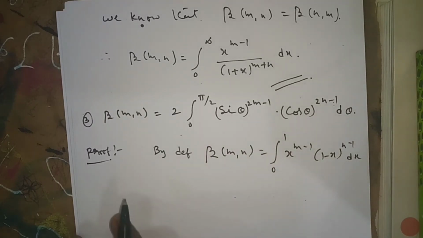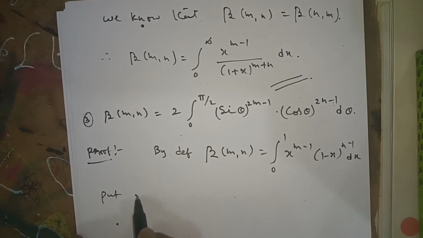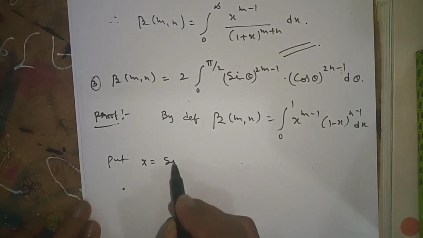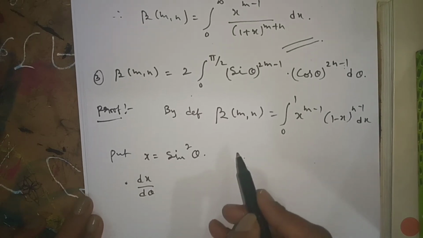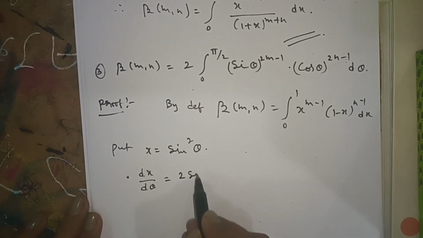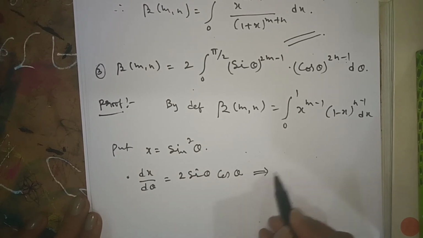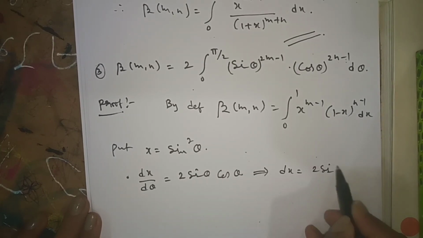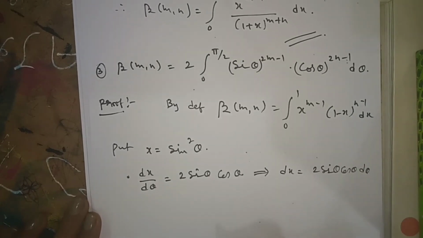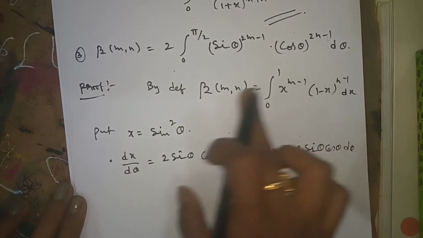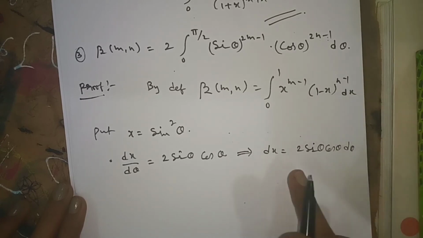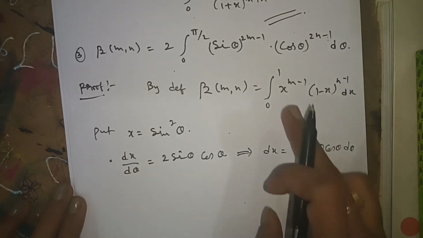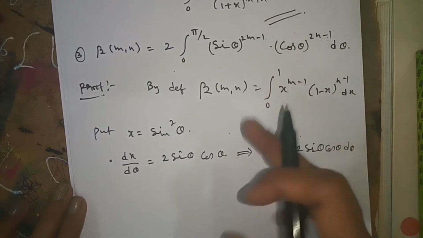Now here we will use the substitution. Put x is equal to sin square theta. Differentiating with respect to theta, dx by d theta is equal to 2 sin theta cos theta, which implies dx is equal to 2 sin theta cos theta d theta. Wherever x is there, I will write sin square theta, and wherever dx is there, I will write 2 sin theta cos theta d theta. As the limits 0 and 1 are there, I will change the limits also.